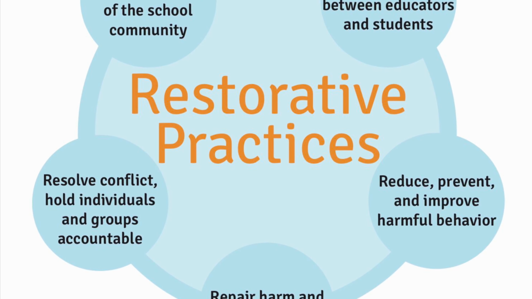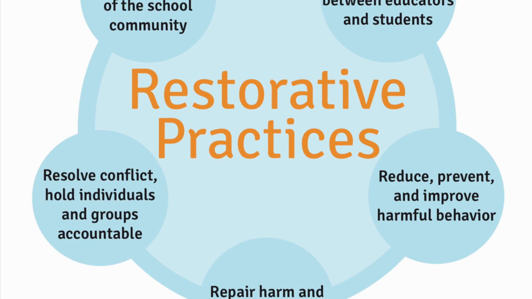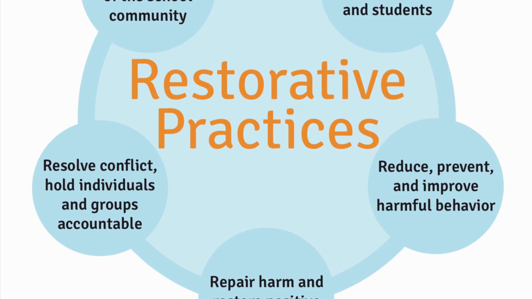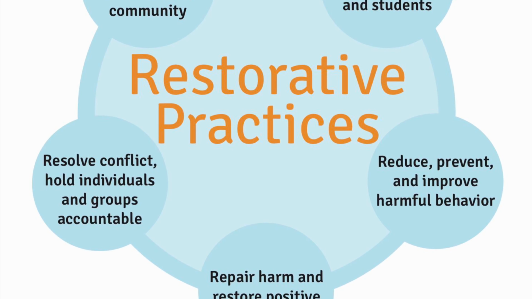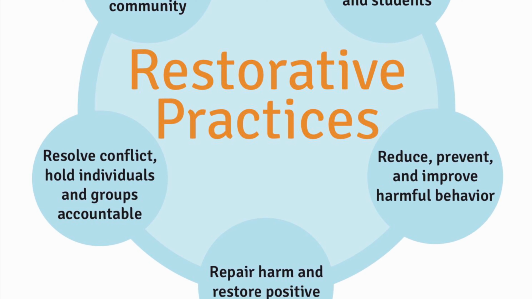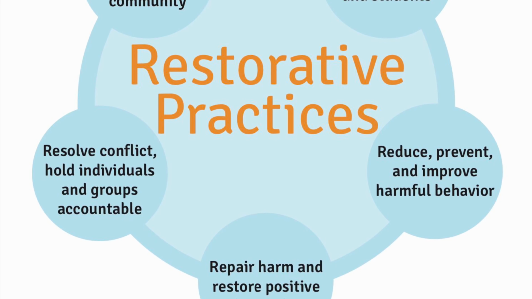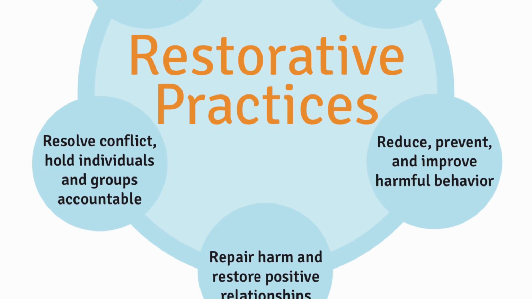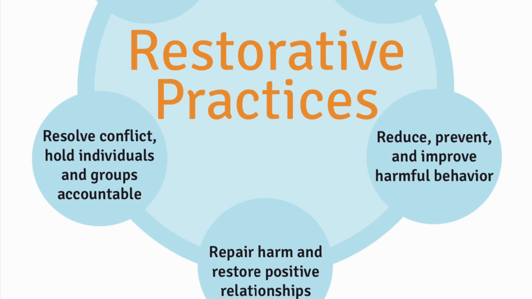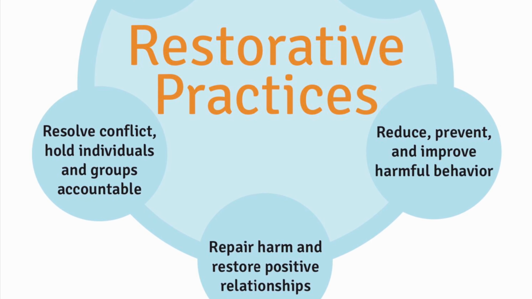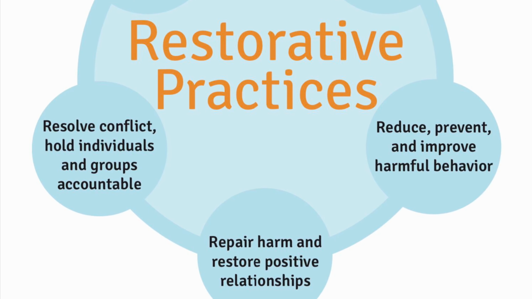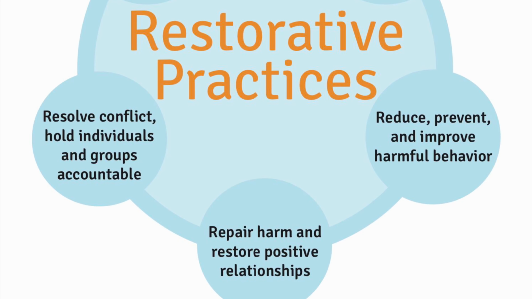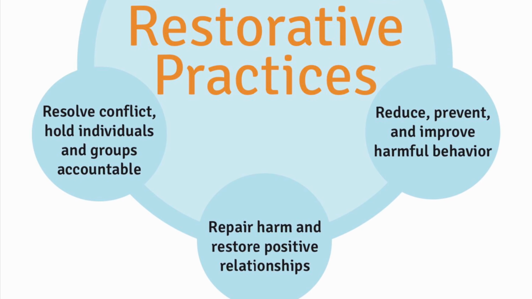Resolve conflicts and hold individuals and groups accountable. An example of this might be a group of girls were laughing at somebody when maybe they fell. You got to keep them accountable, maybe do a round circle and ask them to repair the harm to the individual and the group. Reduce, prevent, and improve harmful behavior. Each video that I make for teachers is going to build upon these strategies so that you can reduce, prevent, and improve harmful behavior.